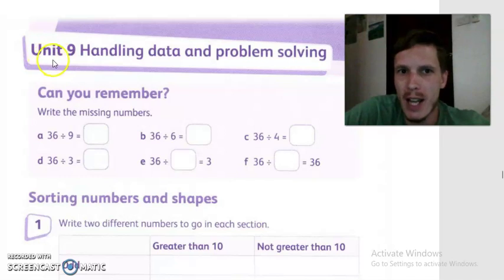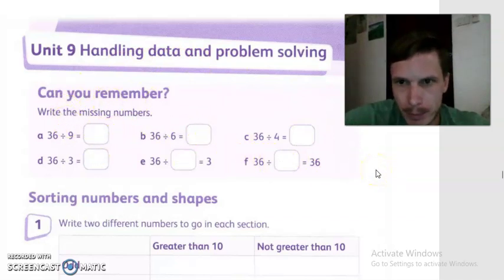So it's for Unit 9, Handling Data and Problem Solving. It starts with "Can you remember?" So have a go at trying to work out the answers from "Can you remember?" These are some things that we've studied in Unit 8, so they should be quite familiar already. I won't go over those now, so try and work those ones out by yourselves.